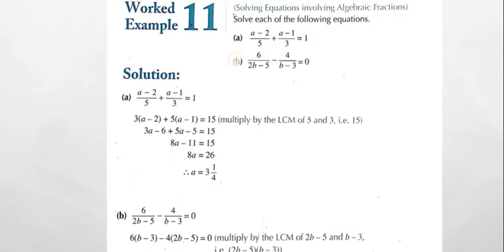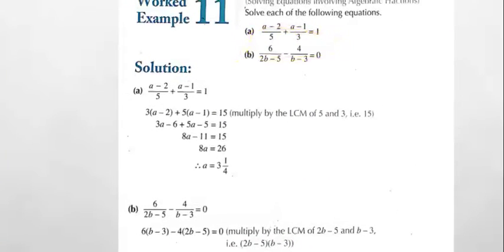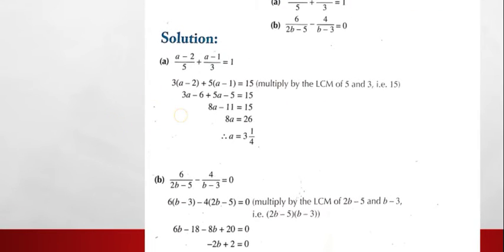And then times 15. Up to you. You already learned how to solve this kind of equation, right? You times 15 to all, that's also okay. So this one will become 3 times a minus 2. This one will become 5 plus 5 times a minus 1. This one will become 1 times 15. Expand the brackets here, and then just try to find the a.